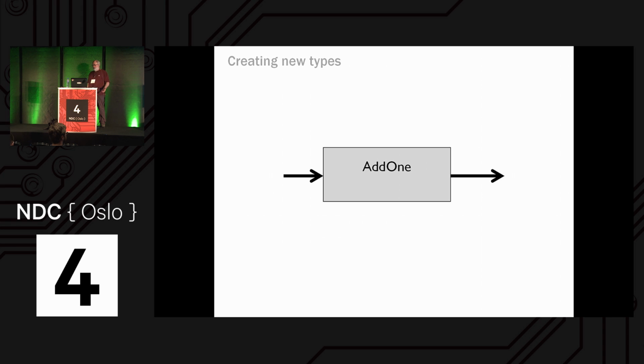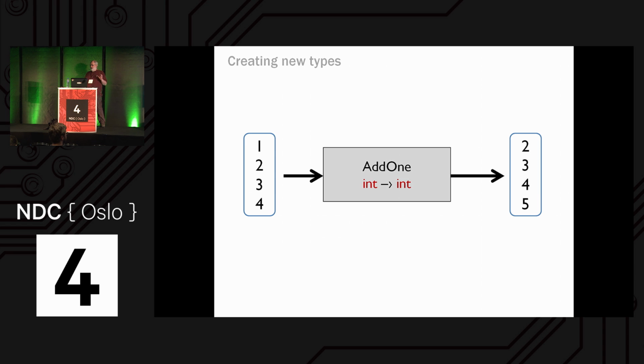So for example, with the add1 function, the input is one of the integers from the list of integers, and the output is another one of the integers from the list of integers. And in F#, we write this as int arrow int, meaning int is the input and int is the output, with the arrow telling you that it's a function. So there's a set of integers which could be the possible inputs.